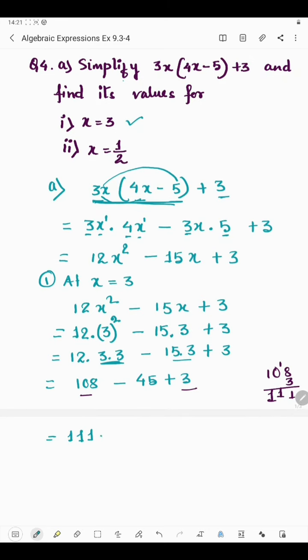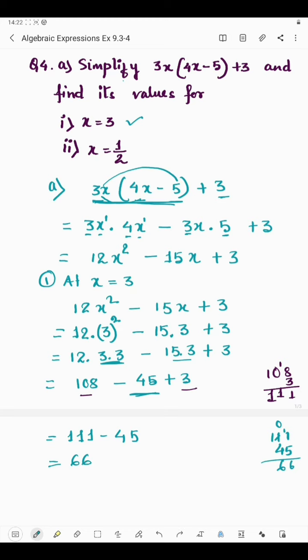Now 45 will be subtracted. 45 should be subtracted from 111. So you will get 11 minus 5 is 6. Then 10 minus 4 is 6. So it will be 66.